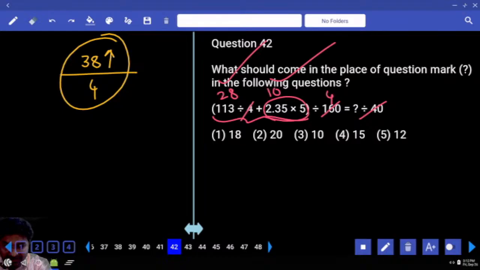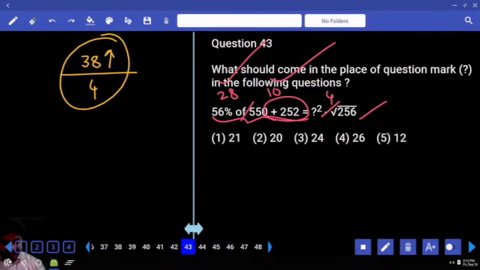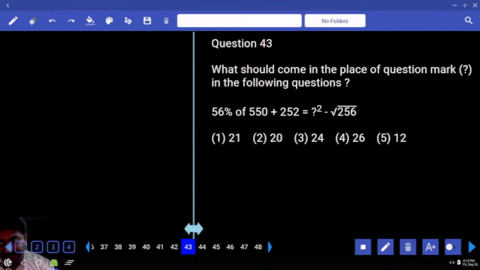Go to options and verify. Over. Is it clear? Even if you calculate exact, you will get the same.